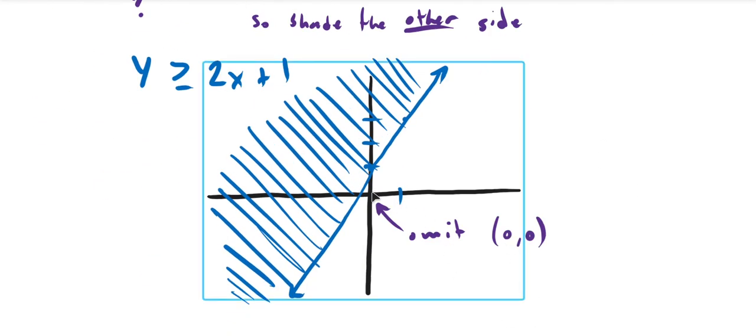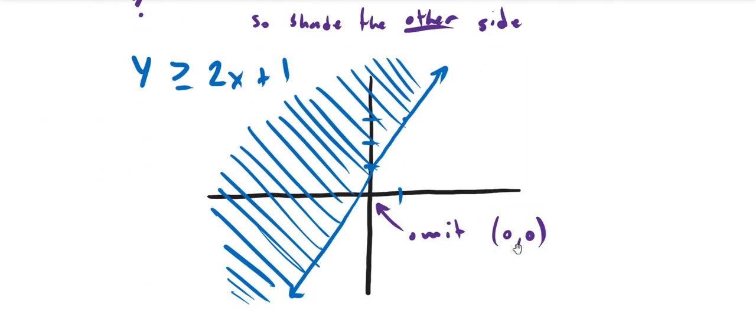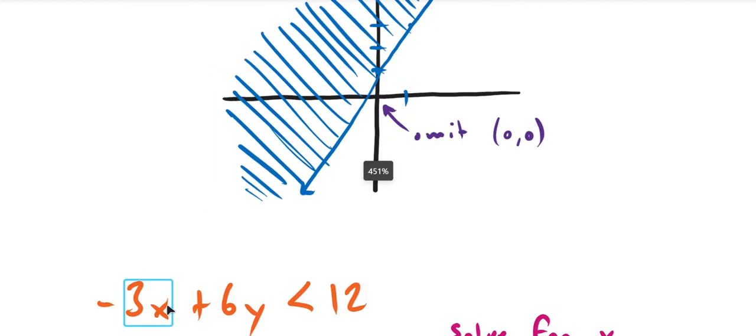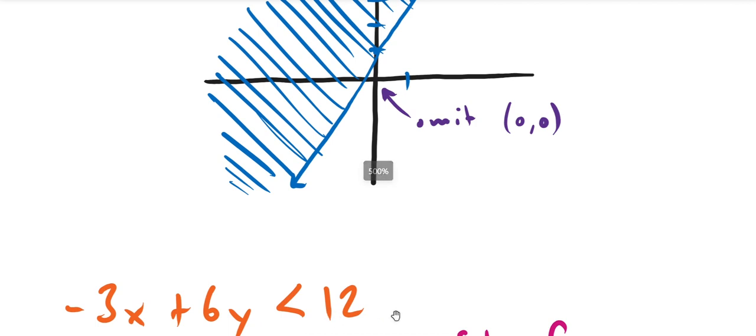Here's what that looks like. Notice I am omitting the side that has 0, 0. I shade on the other side. That's it. Okay, let's take a look at minus 3x plus 6y is less than 12.